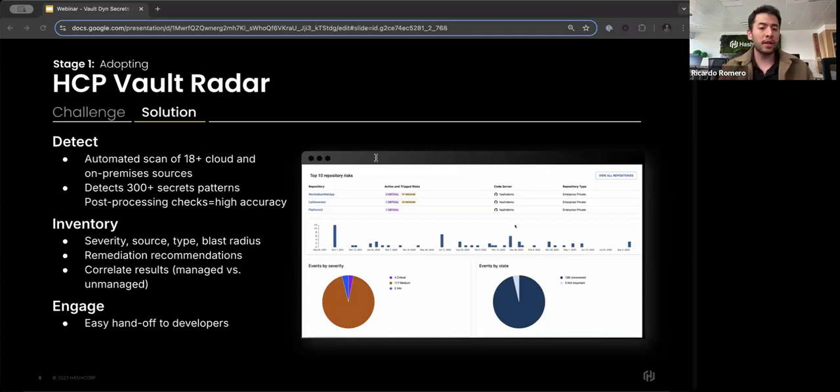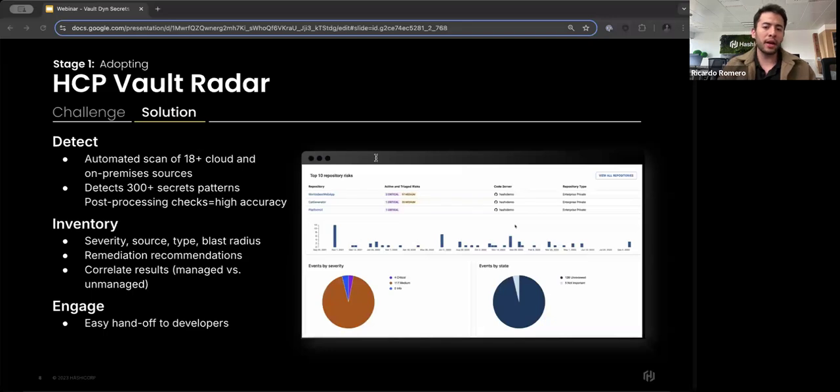Then we also have a remediation recommendation. And then it allows us also to check if those discovered secrets are already managed by Vault so that we can take the appropriate actions if needed. Then in the last part, we have the engage phase, which is basically handing off those discovered secrets and credentials to the appropriate owners of those. Maybe it's developers or any repo owner so that they can remediate the issues that they found in those environments.